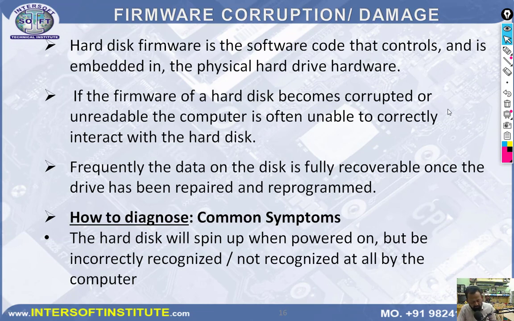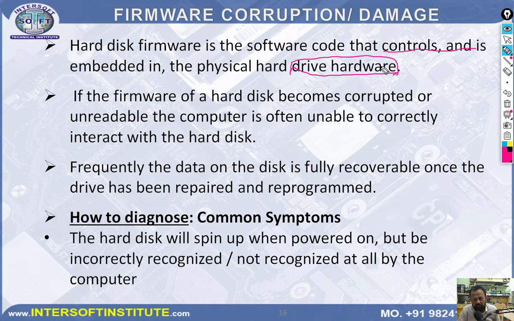Now what happened? The firmware issues are there. What is firmware corruption damage? Hard disk firmware is a software code that controls and is embedded in the physical hard drive hardware. It is to control the hardware. Firmware is required. If the firmware is damaged, then it cannot control the hardware.